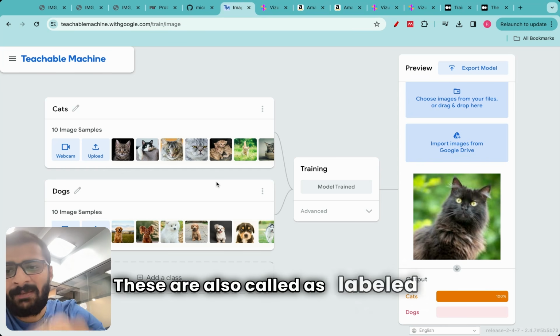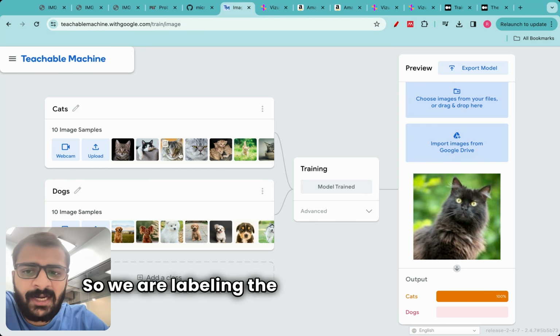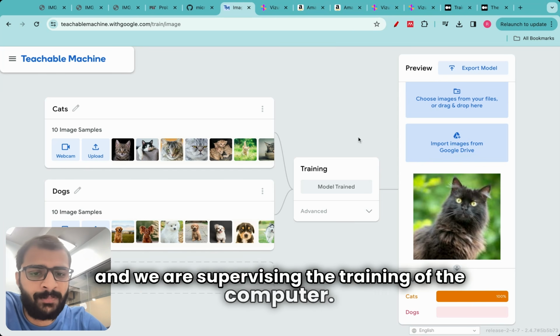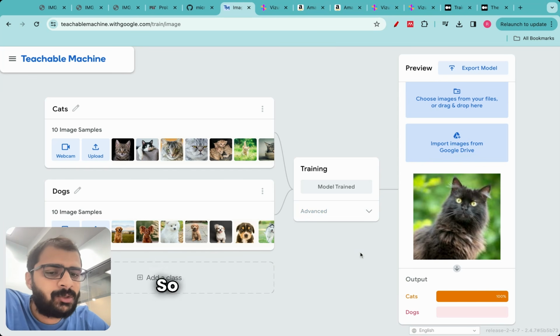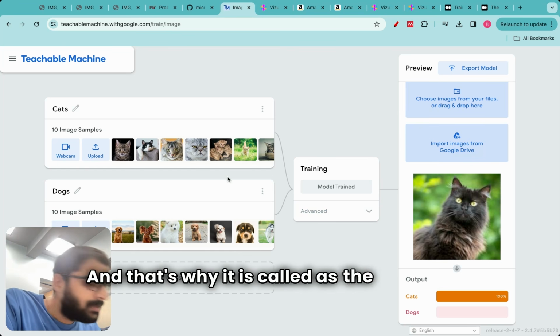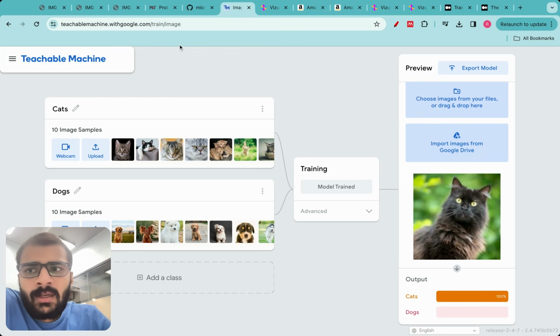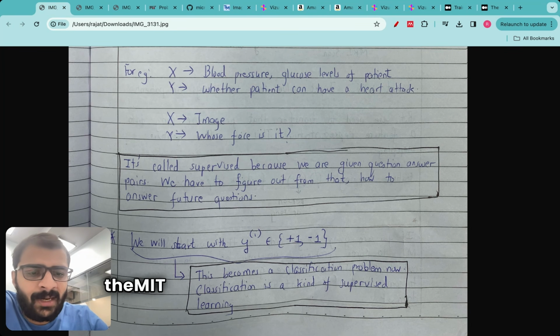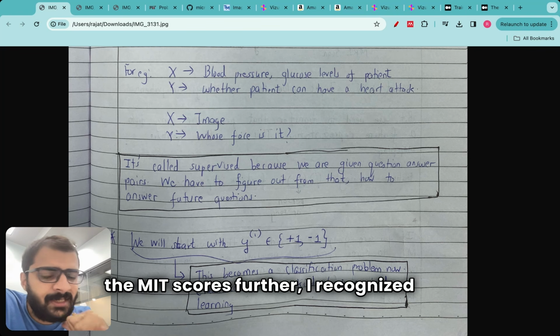These are also called labeled data. So we are labeling the data as cats and dogs, and we are supervising the training of the computer. So there is a correct answer and there is a wrong answer, and that's why it is called supervised learning. Okay.